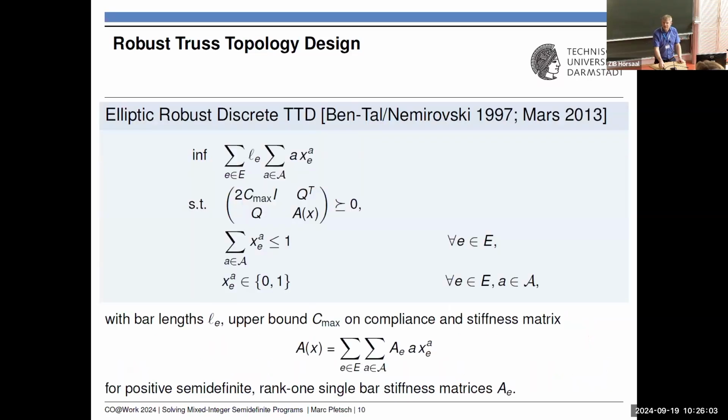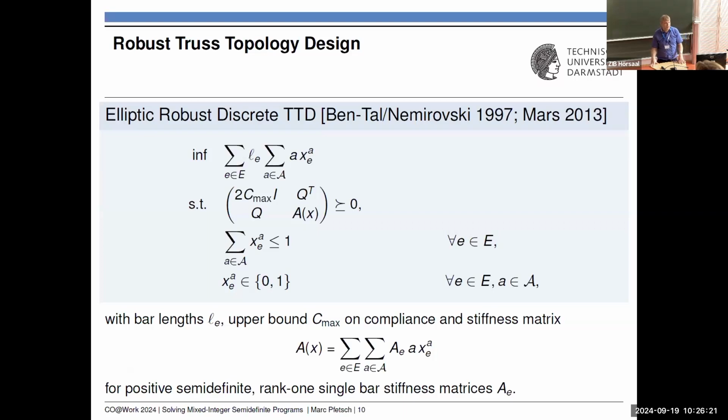Okay, and then we end up with a formulation like this. This one with uncertainty comes from Ben-Tal and Nemirovski, and then Sonja Mars added integrality constraints. And so how does it work? Let's go bottom up.